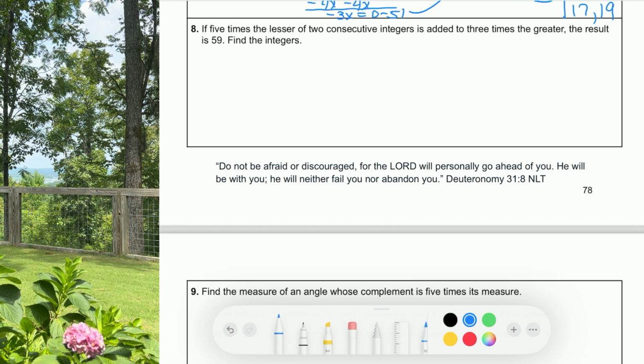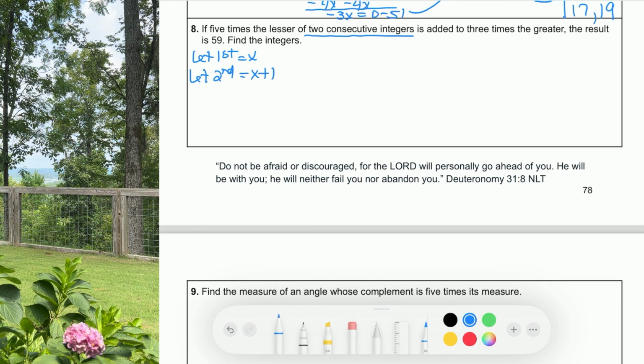If 5 times the lesser of 2 consecutive integers is added to 3 times the greater, the result is 59. All right, so we're looking for 2 consecutive integers. So let the first equal x, let the second equal x plus 1. Plus 1 because we're not doing odd or even, we're just doing normal consecutive. Now let's see what they want us to do with these.